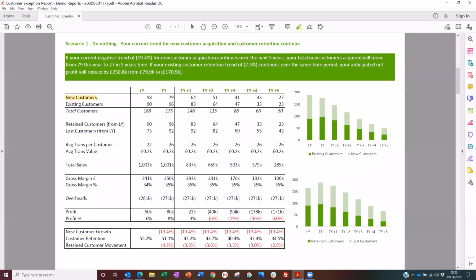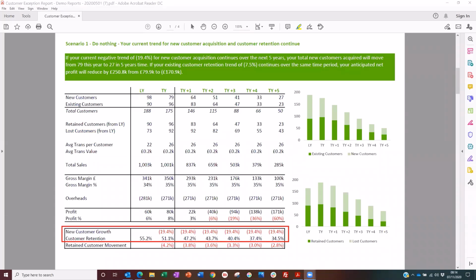As with all VFD Pro reporting, a new customer is identified as a customer who has had a transaction in the most recent 12 months, but not the previous 12 months. Existing customers are those with a transaction in the most recent 12 months and also the previous 12 months. And lost customers are those customers that have not had a transaction in the most recent 12 months, but did have a transaction in the previous 12 months.